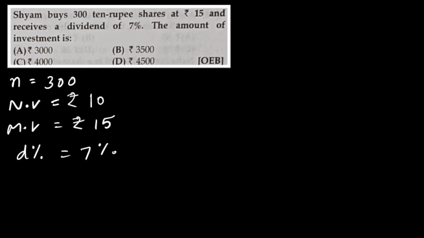So all the things which are given to us I have written. Now the amount of investment we have to find. What do I have to find? Investment. So I have written the given things and the things which we have to find. Here only investment we have to find. Only three formulas are there. So which formula can we use for this question? I've given you the formula.